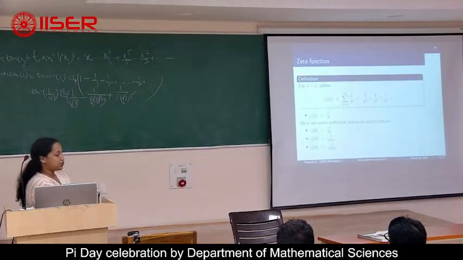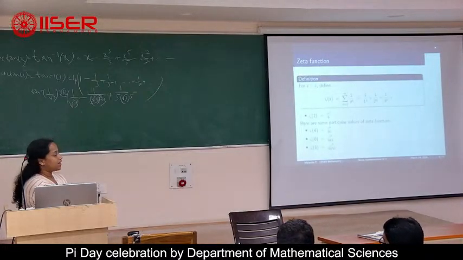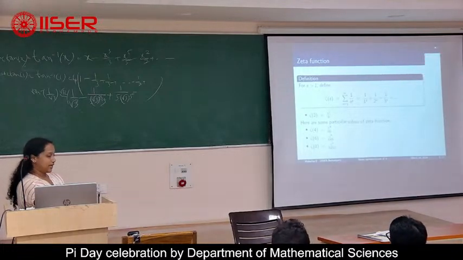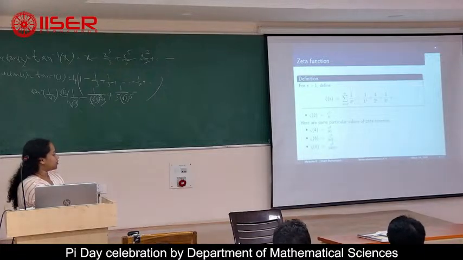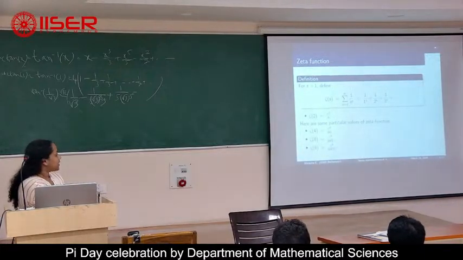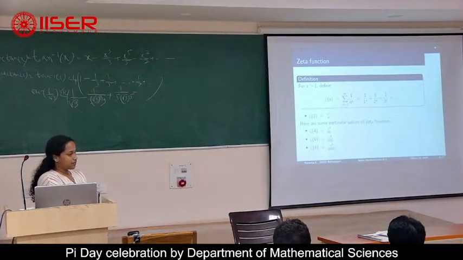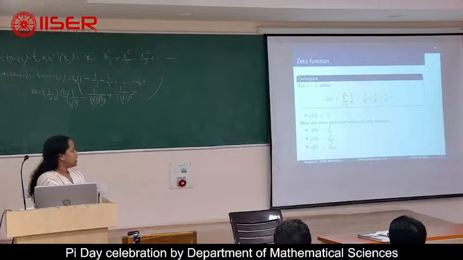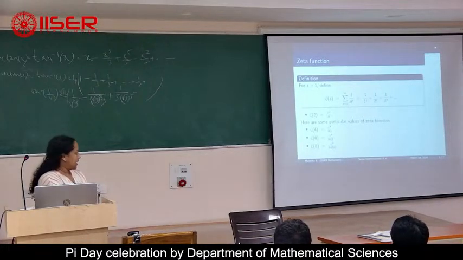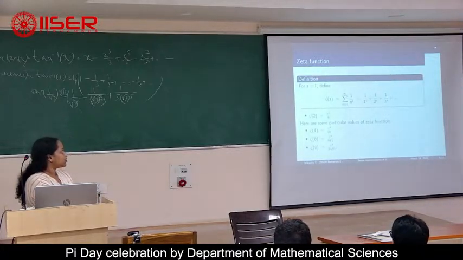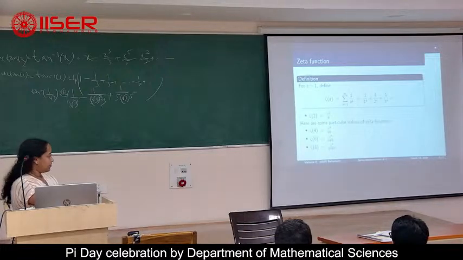Let me define a function, the zeta function, for s greater than 1. It is the infinite series 1 upon 1 to the power s plus 1 upon 2 to the power s plus 1 upon 3 to the power s plus and so on. That is termed as zeta of s. In short, the series of 1 upon n to the power s, where n varies from 1 to infinity, is termed as zeta of s.